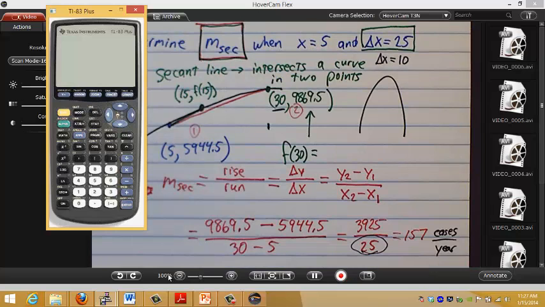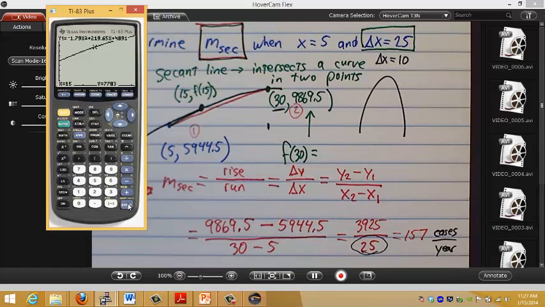I don't know what that is, but I'll get it in a moment with the calculator. Here I go. So, first thing I need from the calculator, I need to calculate f of 15. Let me do that. There it is. What did we get?